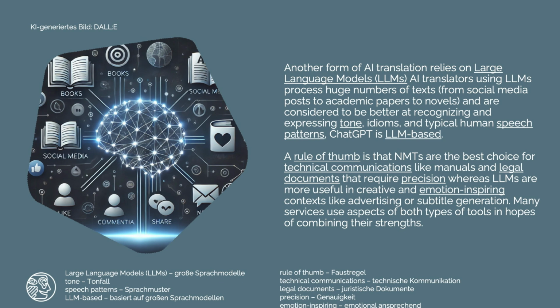A rule of thumb is that neural machine translators are the best choice for technical communications like manuals and legal documents that require precision, whereas large language models are more useful in creative and emotion-inspiring contexts like advertising or subtitle generation. Many services use aspects of both types of tools in hopes of combining their strengths.